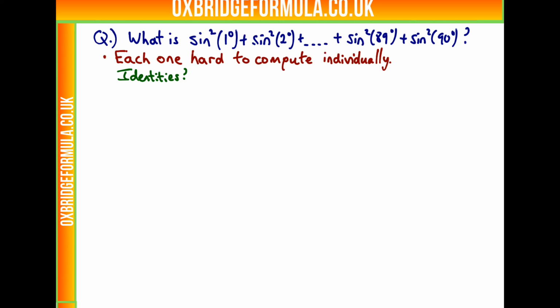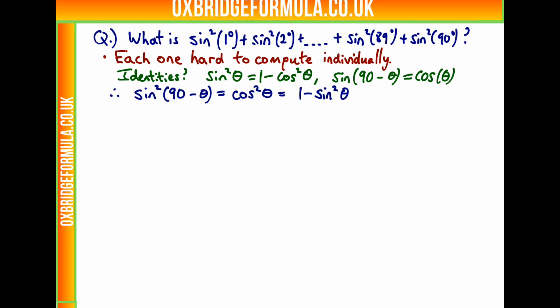Well, there's two that we may use. One could be sine squared theta is equal to 1 minus cos squared theta. That's a known identity. And the other identity you should think of is sine of 90 minus theta is equal to cos of theta. And why might these be helpful? Well, 90 minus 1 is 89, and 90 minus 2 is 88. So we can match up these 1 degrees and 89 degrees using this identity. So this might be a useful thing to use.